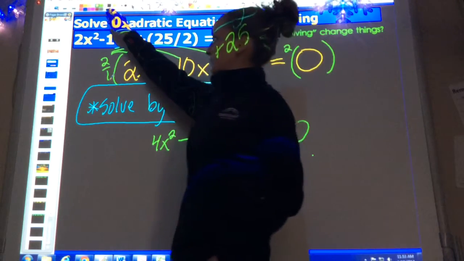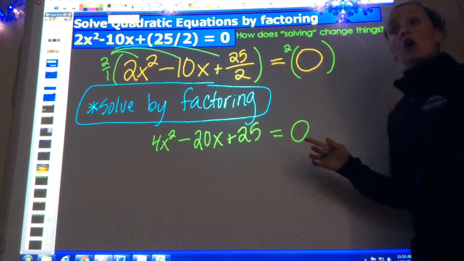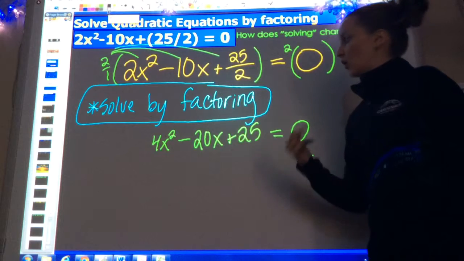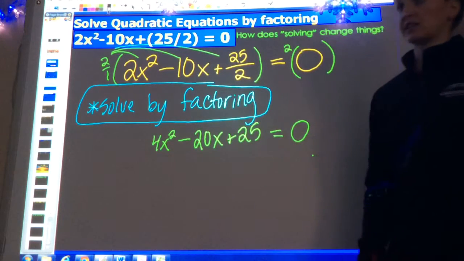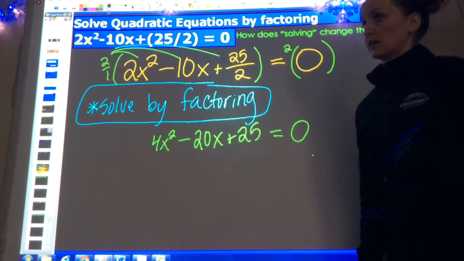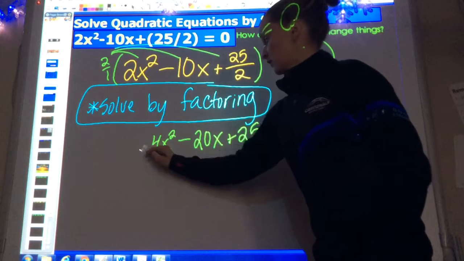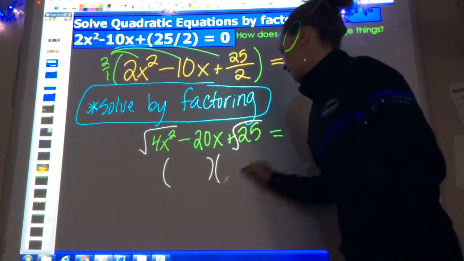Do we have any questions up to this point? Okay. Do we have anything we can factor out of all of these? No. Is this the difference of squares? No. So then, Hunter, what's our next step if it's not difference of squares? Then we need our 2 sets of parentheses.